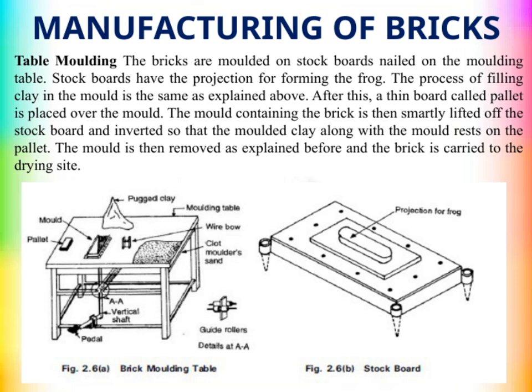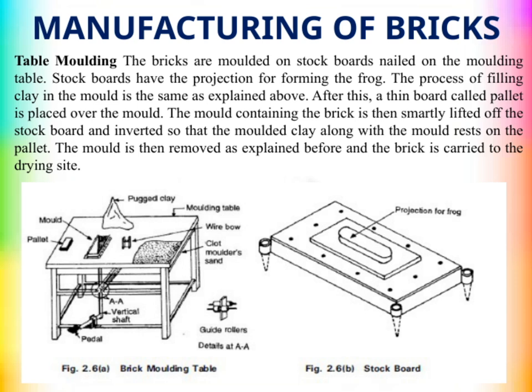Once the clay is filled, a thin board called a pallet is placed over the mold. This pallet acts as a sort of cover, making it easier to handle the brick later on. Next, the mold containing the newly formed brick is carefully lifted off the stock board. It is then inverted, turned upside down, so that the molded clay, along with the mold, rests on the pallet.